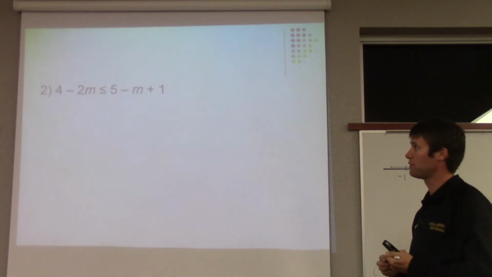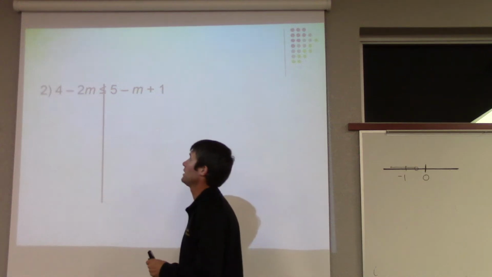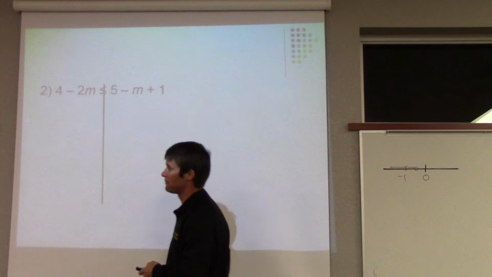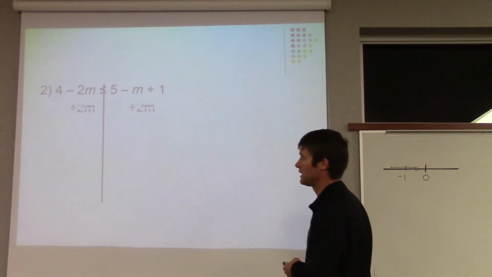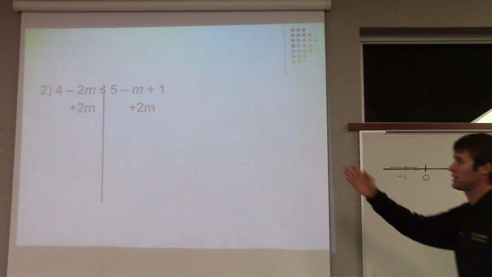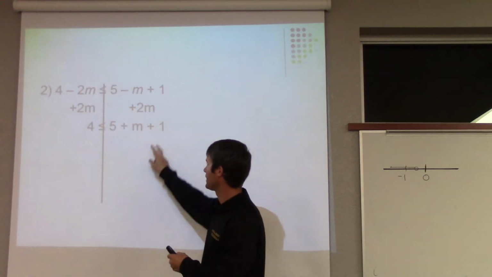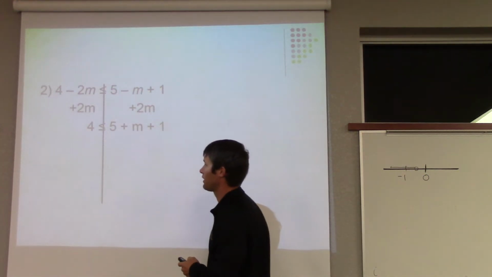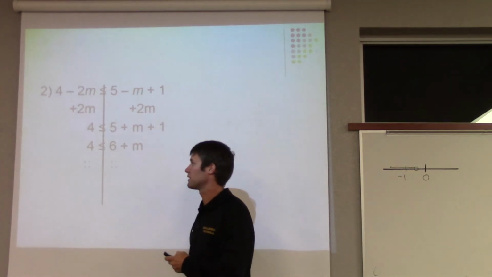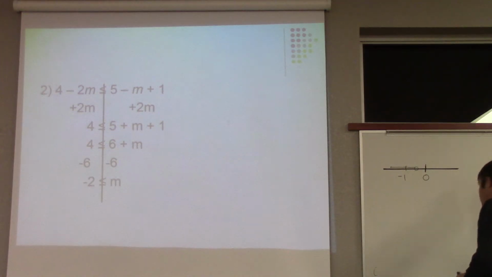We come here, we have two variables on two sides of the inequality. Draw your line. So which do we want to move? Negative 2m or negative 1m? Well, we want to move the smaller one, which would be negative 2m. So we add 2m to both sides. When we do that, we cancel on the left-hand side. Negative 1 plus 2 is 1. We need to combine like terms, so 5 plus 1 is 6. Then we want to move the 6 over, so we subtract 6. And we have m is greater than or equal to negative 2.